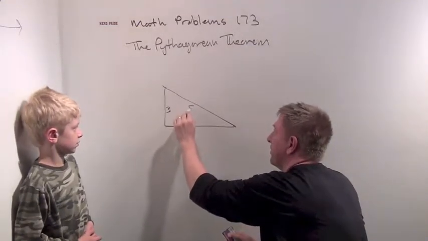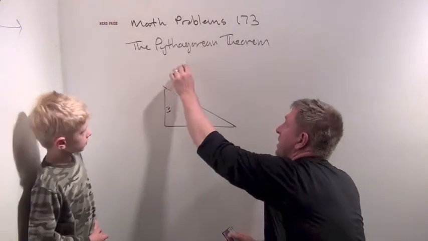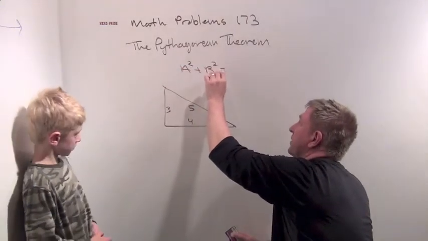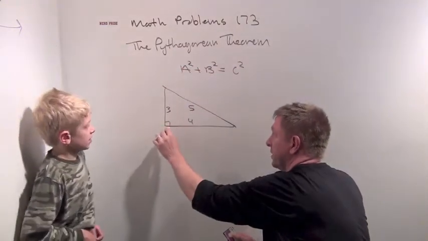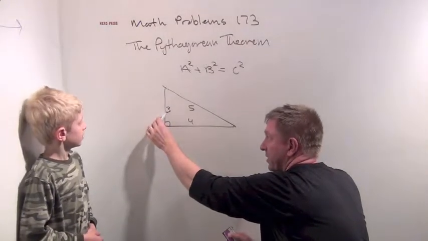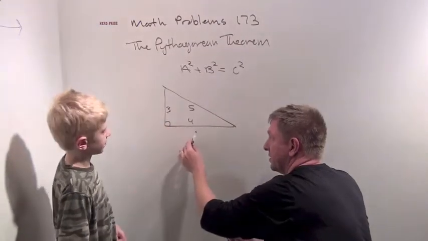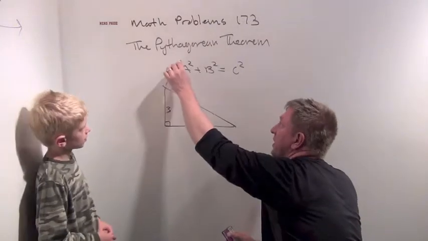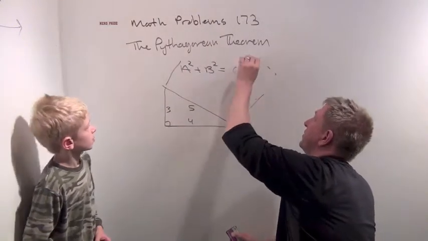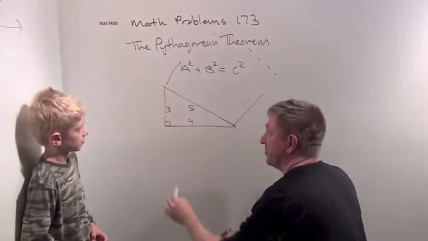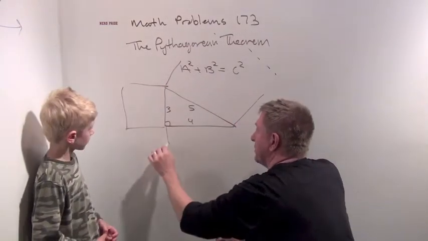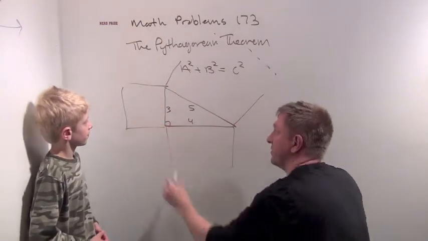3, 4, 5. So the Pythagorean theorem says a squared plus b squared equals c squared for a right triangle. We take the square of the leg plus the square of the leg, and that's supposed to equal the square of the hypotenuse. I didn't leave myself enough room to draw the square of the hypotenuse, so we'll just have to pretend. So these squares, what is the area of the square?